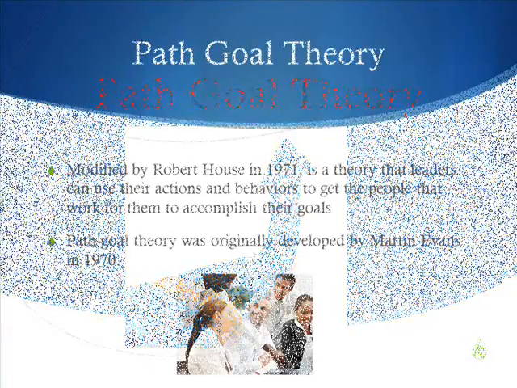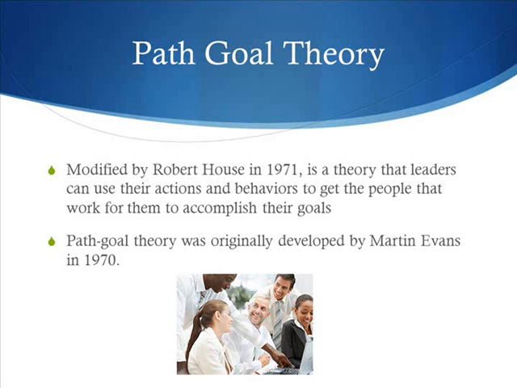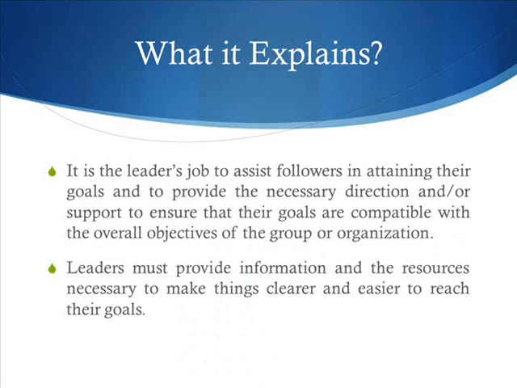Path goal theory was originally developed by Martin Evans in 1970 and later modified by Robert House in 1971. This is a theory that leaders can use their actions and behaviors to get the people that work for them to accomplish their goals. Oftentimes, the leader will behave in a way that complements their followers' strong points and compensates for their weak points. Path goal theory explains that it is the leader's job to assist followers in attaining their goals and to provide the necessary direction and/or support to ensure that their goals are compatible with the overall objectives of the group or organization.